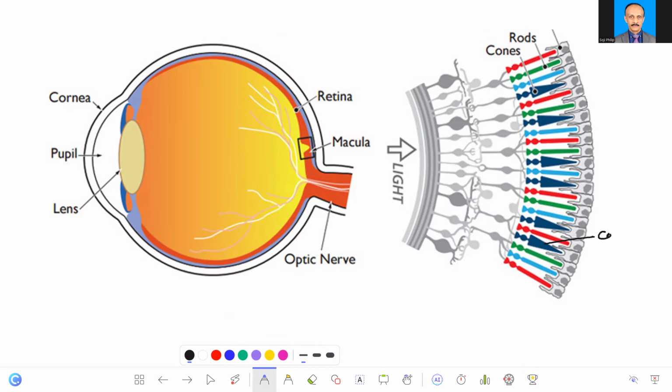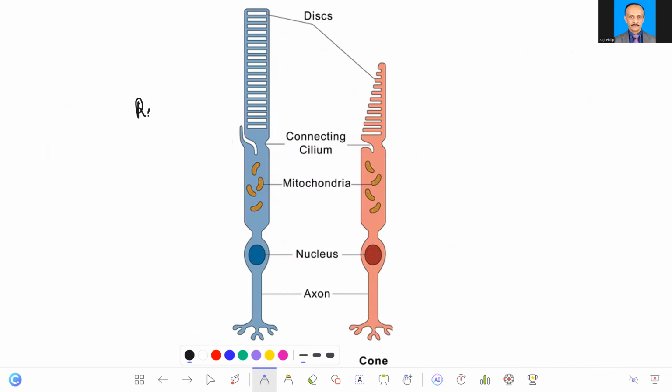These are the cones, the cone-shaped ones, and this is the rod. And they are light sensitive. Look at the difference. This is the rod. Most of the retina has rods, and rods detect dim light. It helps us to see shades of black and white, using rods.